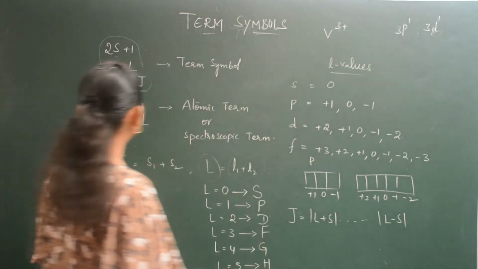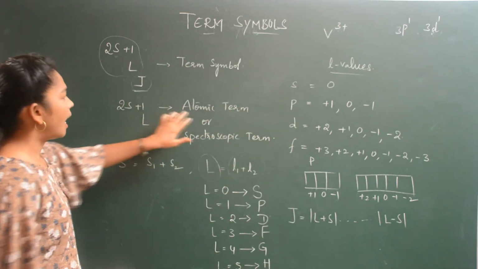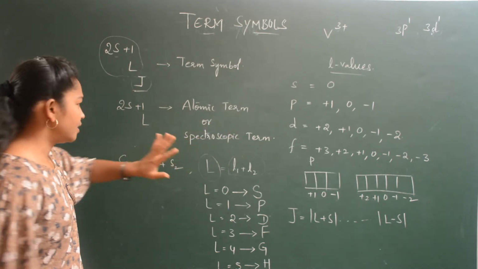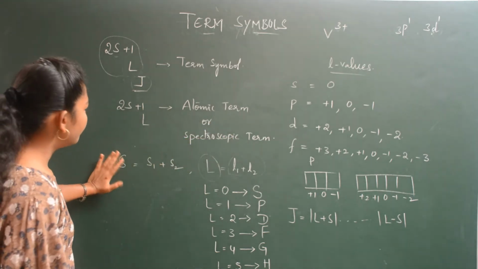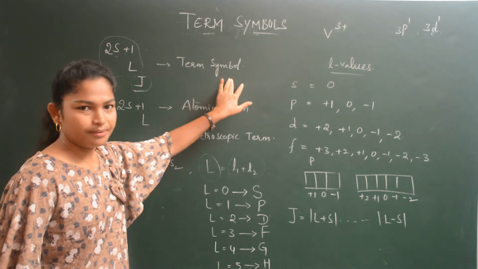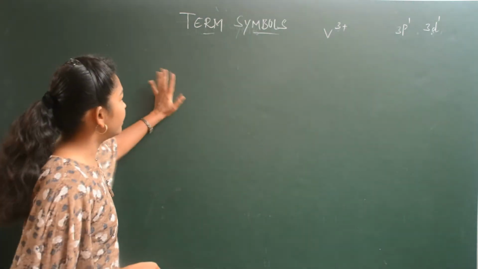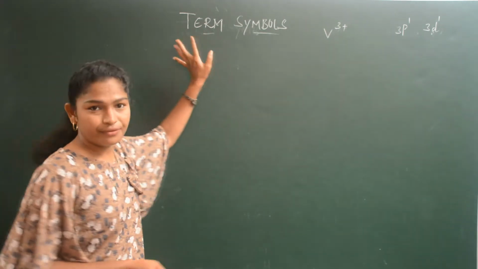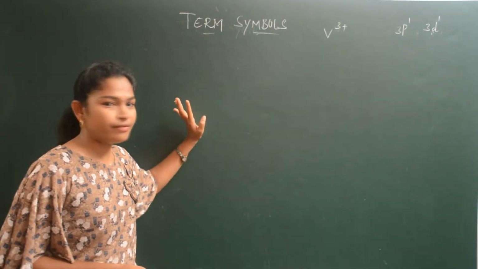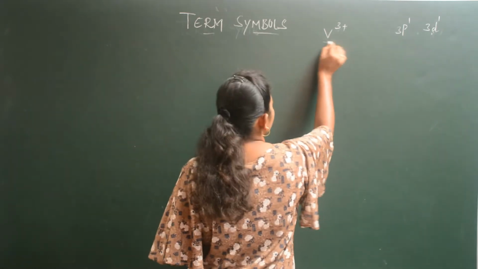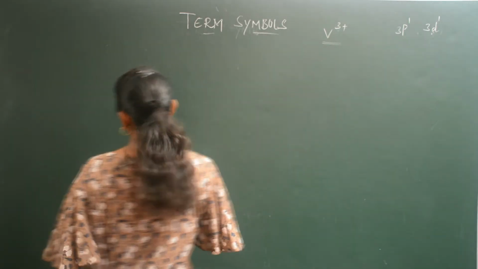First of all, what we'll do? First we will try to find out the atomic term, then we will go to the term symbol. Okay, fine. So now you look here. First we will find out, not the term symbol, first the atomic term we will find out. Just we will take a simple one: Vanadium 3 plus.